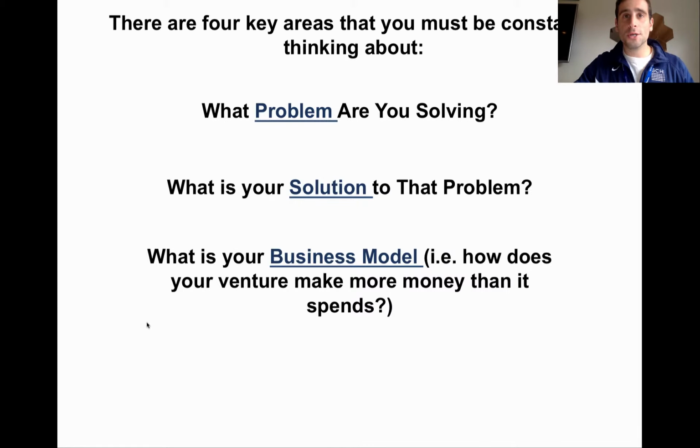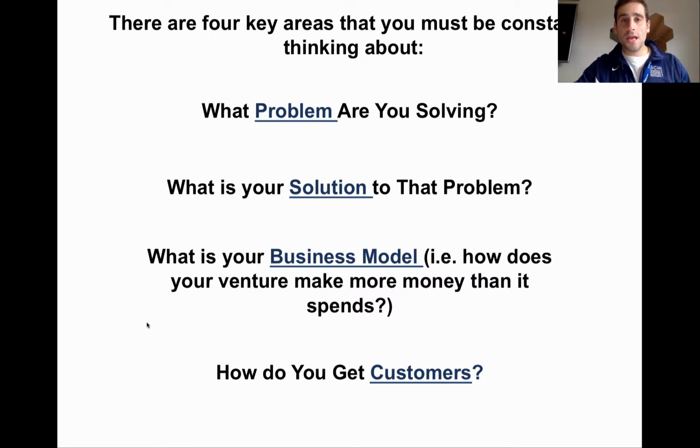The third is, what is your business model? i.e., how does your venture, your product or service or nonprofit, make more money than it spends to develop the solution? And then finally, how do you get customers? These 4 areas are the key areas to developing a venture. And I'm sure most of you, if not all of you, have begun to think about all 4 of these.